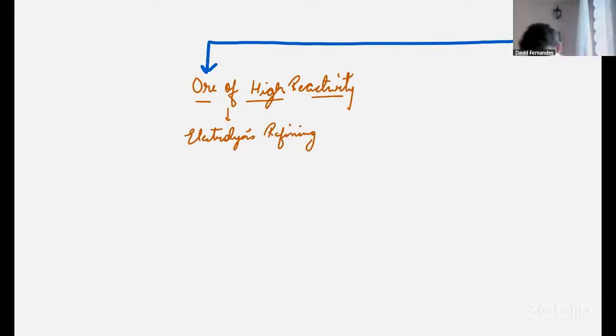So how do they mine uranium? Uranium is radioactive. There is another process for that. How did uranium come to this reactivity series? No, it's not there.